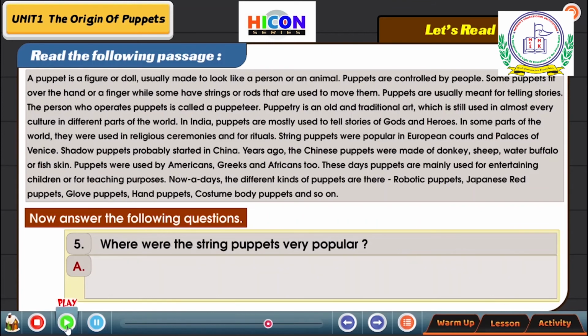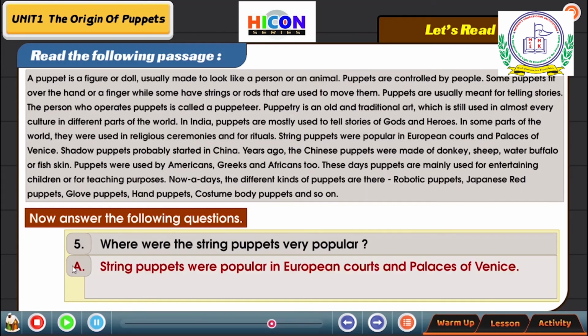Where were the string puppets very popular? String puppets, we told, na? Puppets which are controlled by threads and sticks. String puppets were popular in European courts and palaces of Venice. So where were the string puppets very popular? String puppets were very popular in European courts and palaces of Venice. Venice is a place in Italy. We told it, yeah.